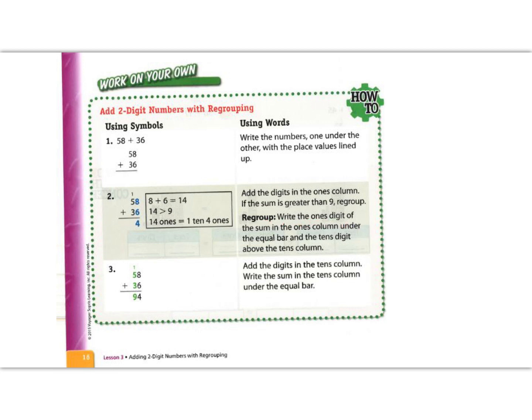So you write the ones digit of the sum in the ones column under the equal bar and the tens digit above the tens column. And then you add the digits in the tens column and write the sum in the tens column under the equal bar. So remember, this is the equal bar. So since we carried that 1, 1 plus 5 is 6, plus 3 is 9. The answer is 94.